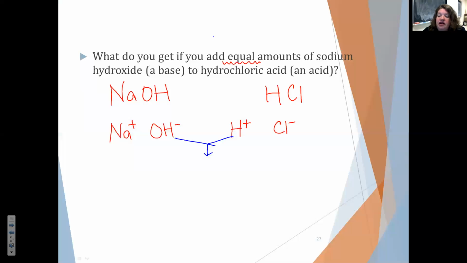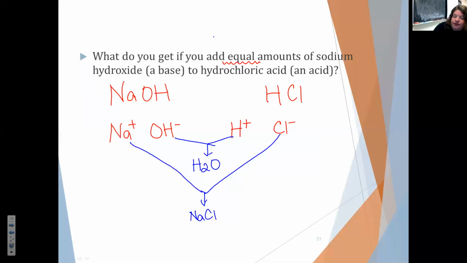the hydrogen ion and hydroxide ion will form water. I just gave away the answer. And the sodium and the chloride will form table salt, sodium chloride. So if you add equal amounts of sodium hydroxide and hydrochloric acid, it won't explode, it won't get hot, it won't turn colors. It's just going to turn into salt water.